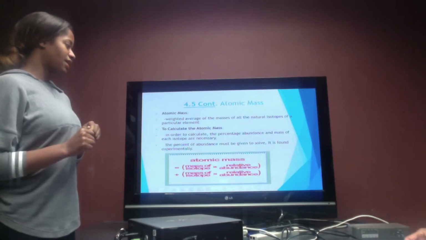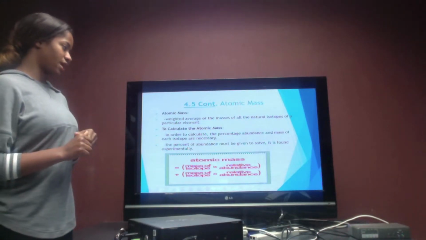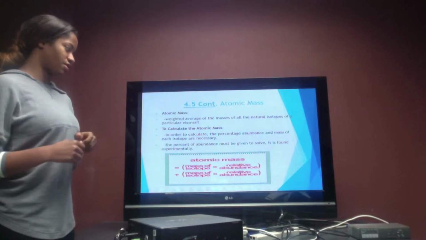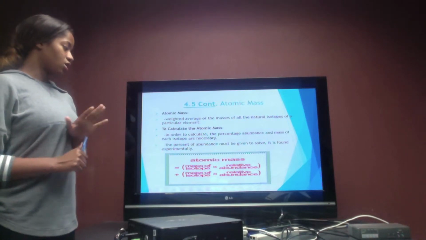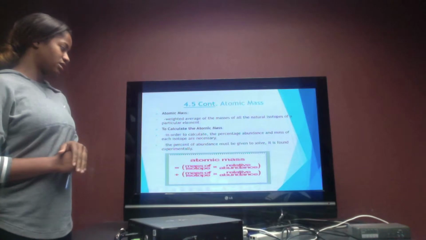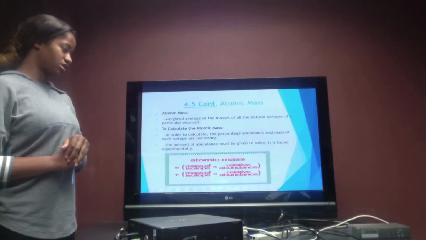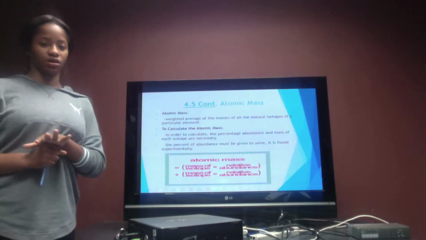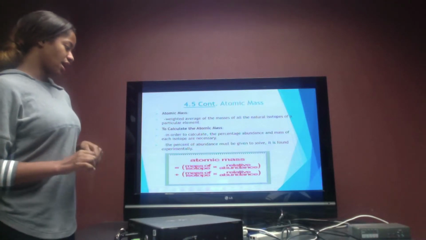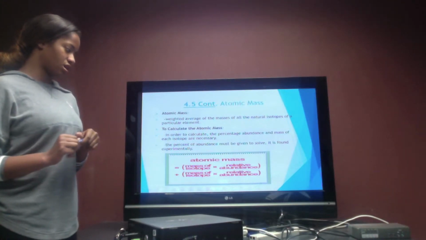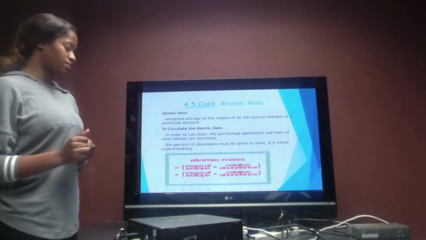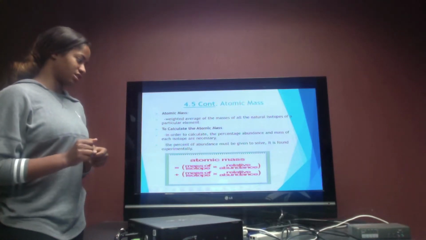The atomic mass is the weighted average of all the masses of the naturally occurring isotopes of a particular element. To calculate the atomic mass, you need the percent of abundance, which can only be found experimentally. You multiply the percent of abundance by the mass of each isotope.